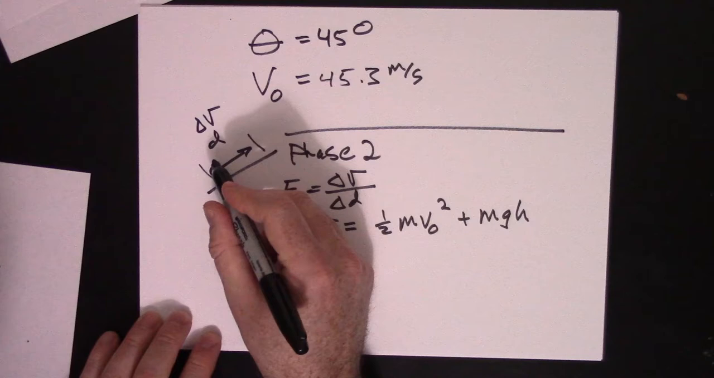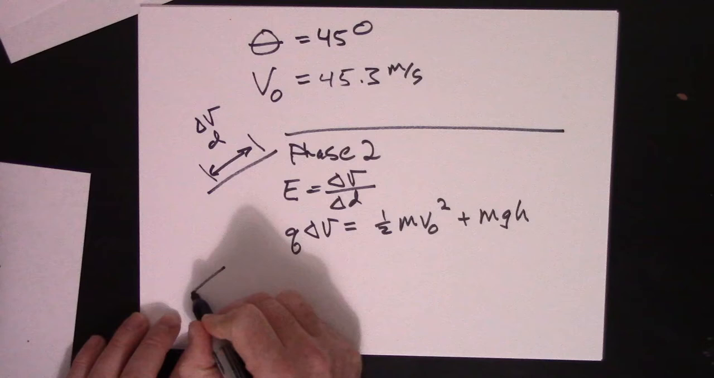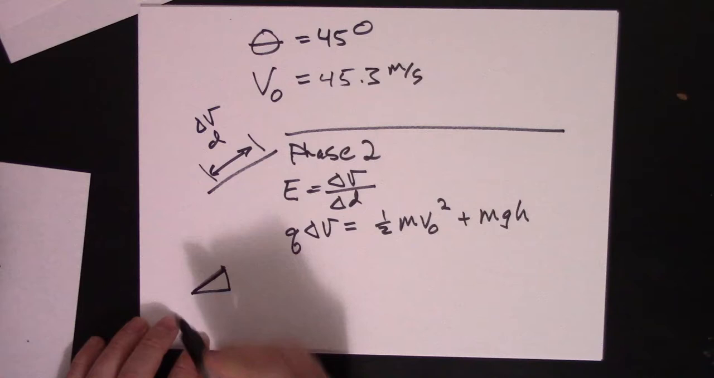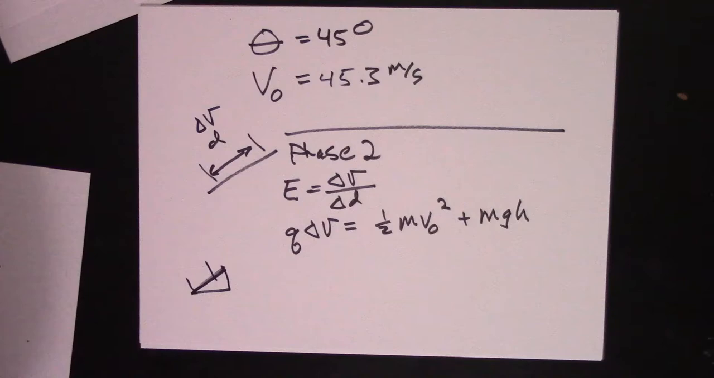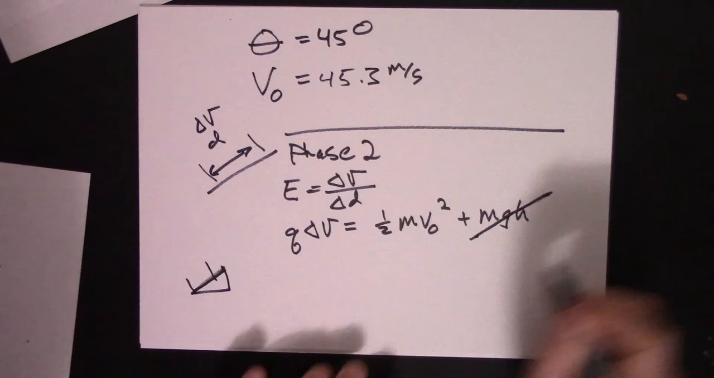And so if you do the trigonometry on that, if this hypotenuse is very small, because that's where our gun is, the height of that triangle will be very trivial. Therefore, goodbye MGH, no more potential energy for you.